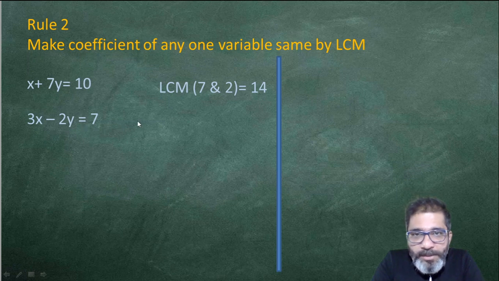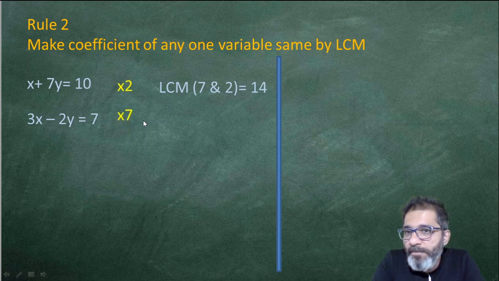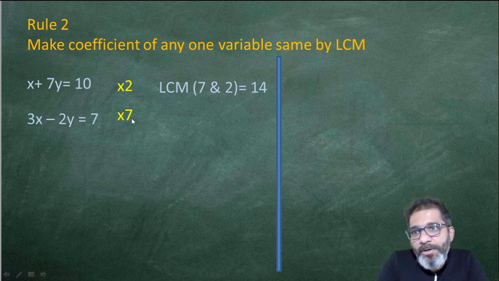Now what is the LCM? 14. So what I have to do is multiply the first equation by 2 and the second equation by 7. I want to make this 7 as 14, so I multiplied by 2. I want to make this 2 as 14, so I multiplied by 7. You can do the same thing for the coefficients of x. So that is rule number 2. You have to make the coefficients same by doing the LCM method.